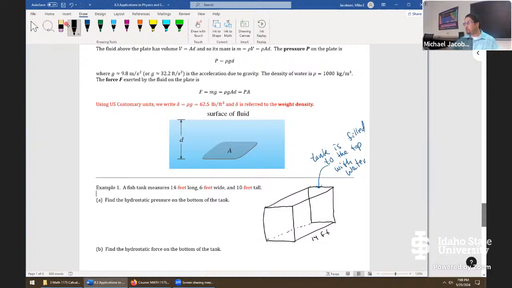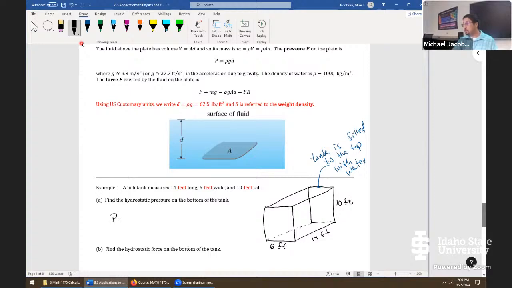So the pressures and the force that are being experienced by the bottom, the sides of the tank are going to be pretty severe. Let's put in the rest of the dimensions. Here's the 6 feet wide, and here's the 10 feet tall. We want hydrostatic pressure on the bottom of the tank. So that means we're calculating this right here.